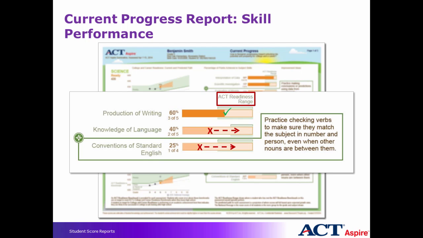Conventions of standard English was his lowest performing skill, so his score report contains an improvement idea or suggested intervention for this skill. For students who score within the ACT readiness range on their lowest performing skill, an enrichment idea is given instead.